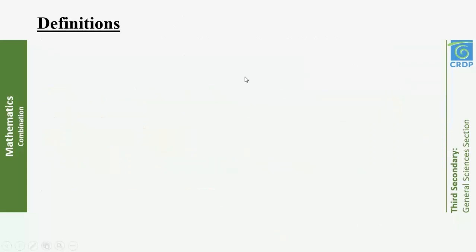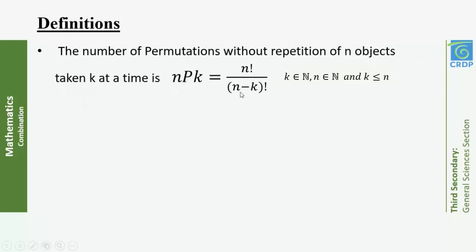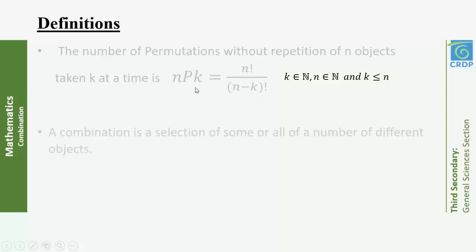Definitions. The number of permutations without repetition of n objects taken k at a time is nPk equals n factorial over n minus k factorial. N is the total number of items and k is the number of items we're considering.